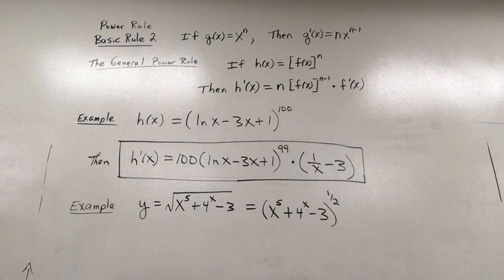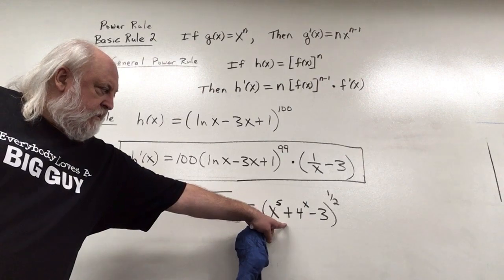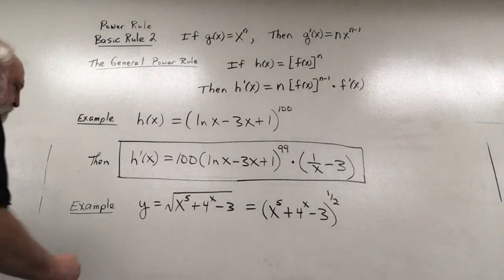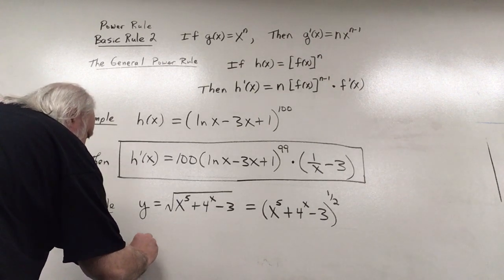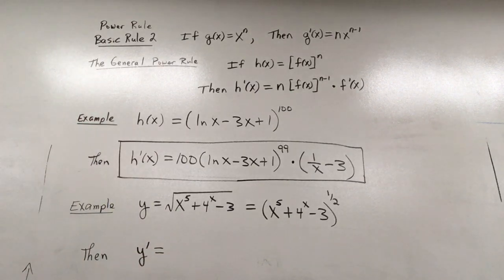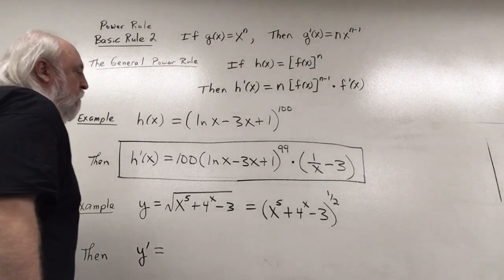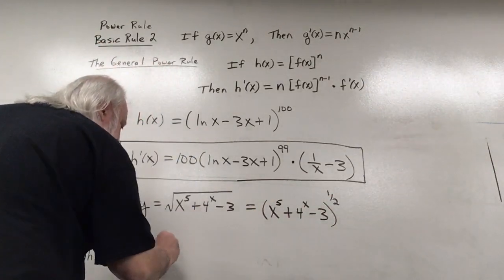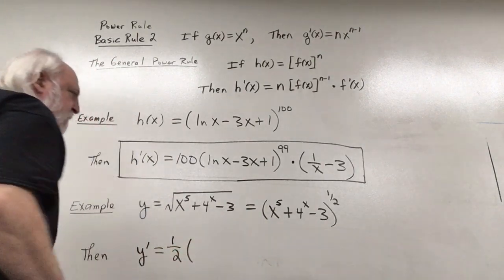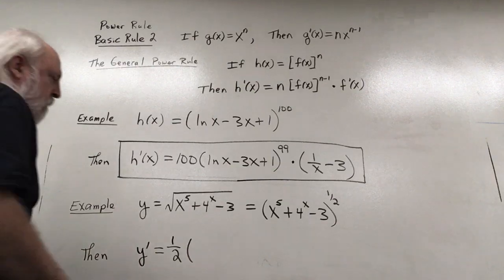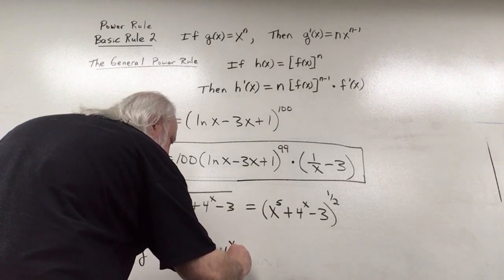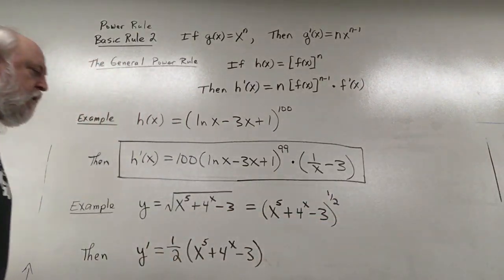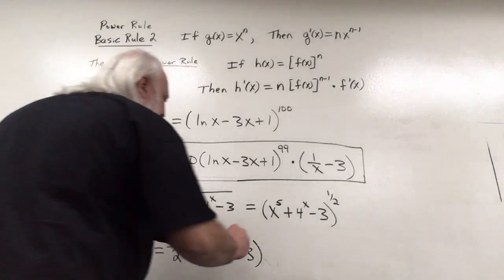And now we can apply the general power rule to this expression on the right-hand side. The derivative of y, which we denote with y prime, is equal to the derivative of the right-hand side. And when we differentiate the right-hand side using the general power rule, we bring the exponent 1/2 down in front of the left parenthesis. And then we subtract 1 from the exponent. 1/2 minus 1 is minus 1/2.